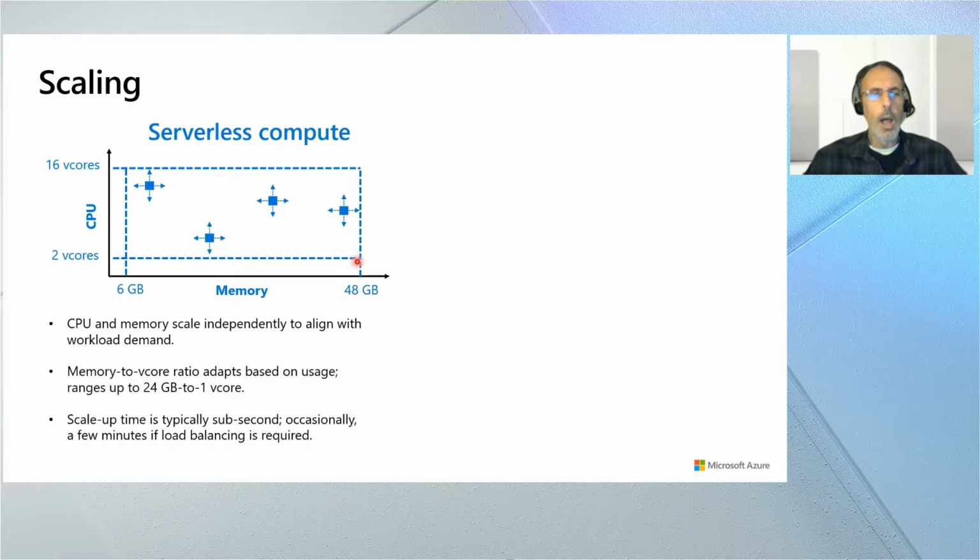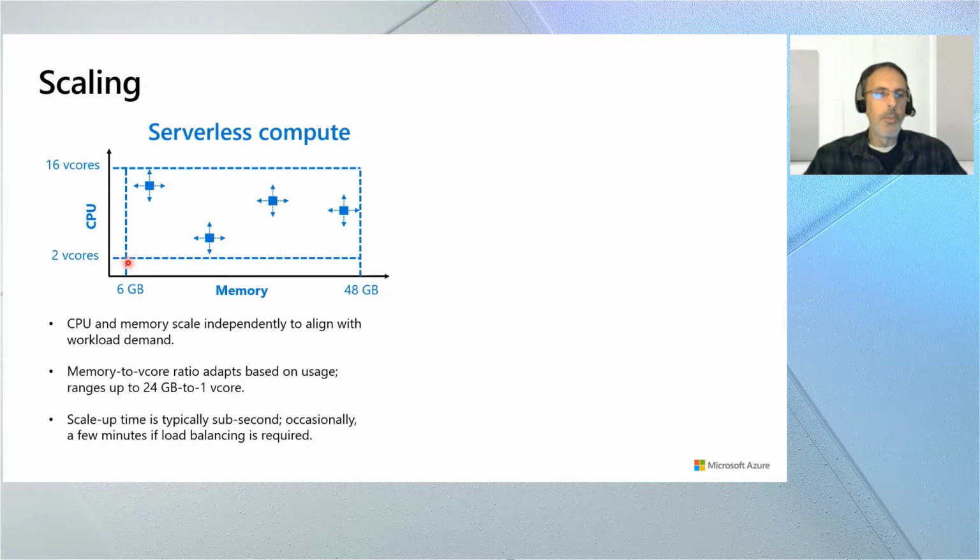On the other hand, the usage profile may evolve over time for the same database to later start performing computationally intensive operations, in which case the amount of compute may dramatically increase, but the amount of memory may be much less. So the key point here is that whatever combination of CPU and memory is required by the application, the service is ready to deliver. Another way to think about this is the memory to vCore ratio in serverless dynamically adapts based on workload demand. And that ratio ranges all the way up to 24 gigabytes per core, which is quite a wide range.